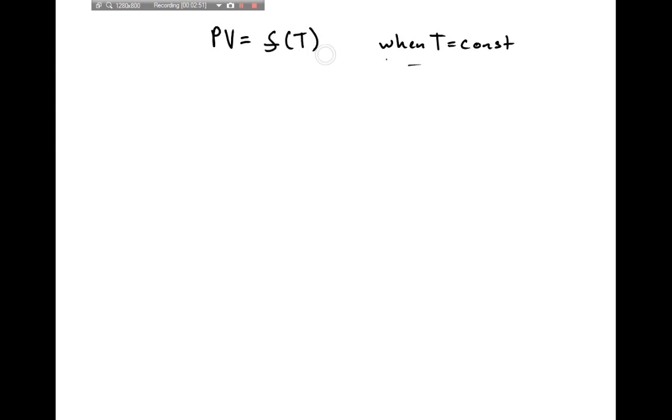One thing I want to point out about this equation is that this is always going to be true. So even when the temperature of the gas changes, we still have P times V equal to a function of temperature. For some function of temperature, I don't know what that equation is yet, but I'll show you how we can get it. The other equation we have is that pressure divided by temperature is equal to a constant when the volume of the gas is held constant.